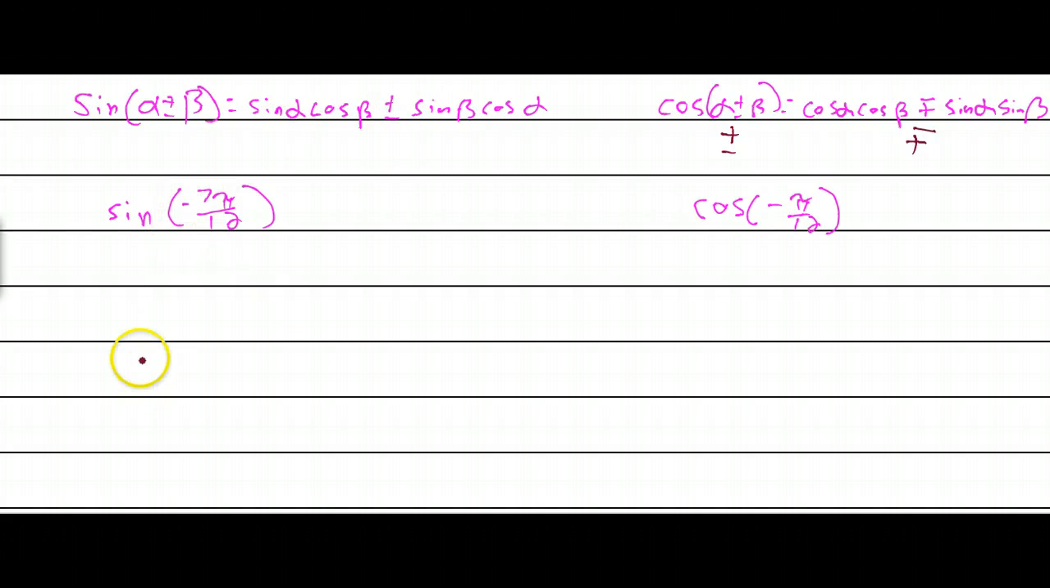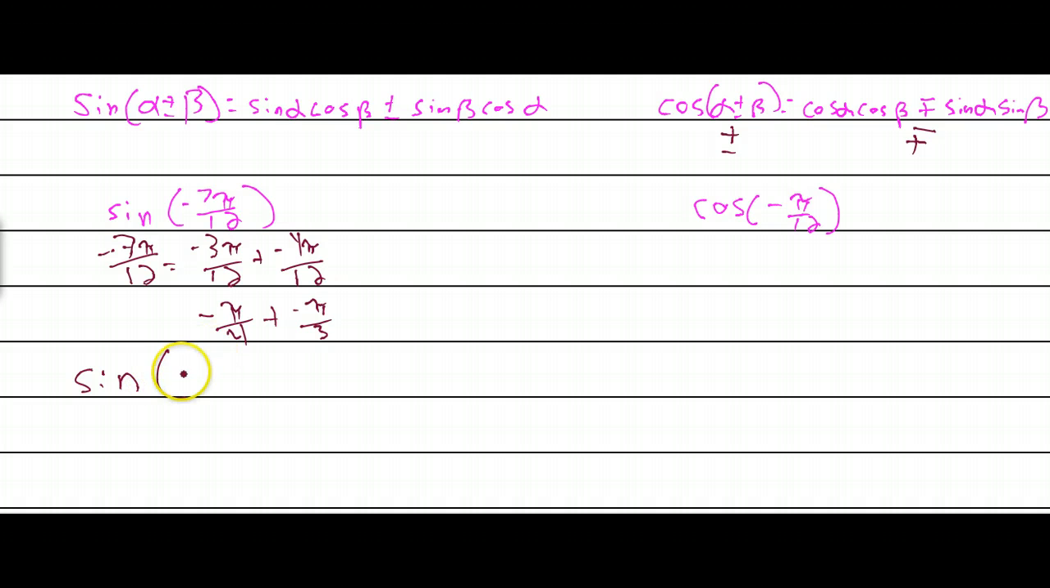Alright, so we need to get 7π/12. So best way to do this, let's see. So let's break up 7π over 12. That's the same thing as saying negative 3π over 12 plus negative 4π over 12, right? That gives you 7π/12. Well, you can reduce negative 3π/12, which reduces down to negative π over 4, and negative 4π/12 reduces down to negative π over 3. There you go. So those two are our two angles.